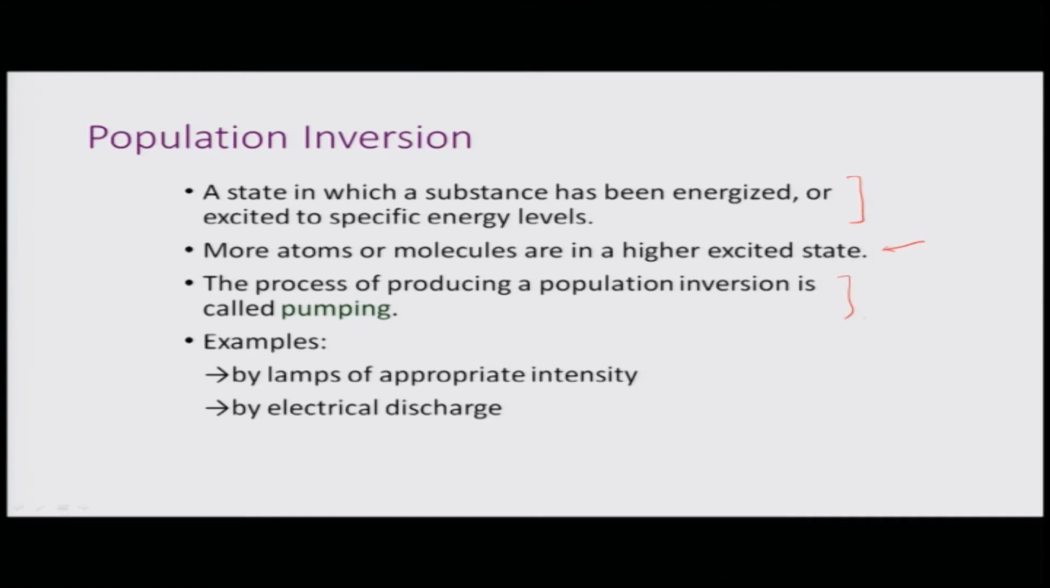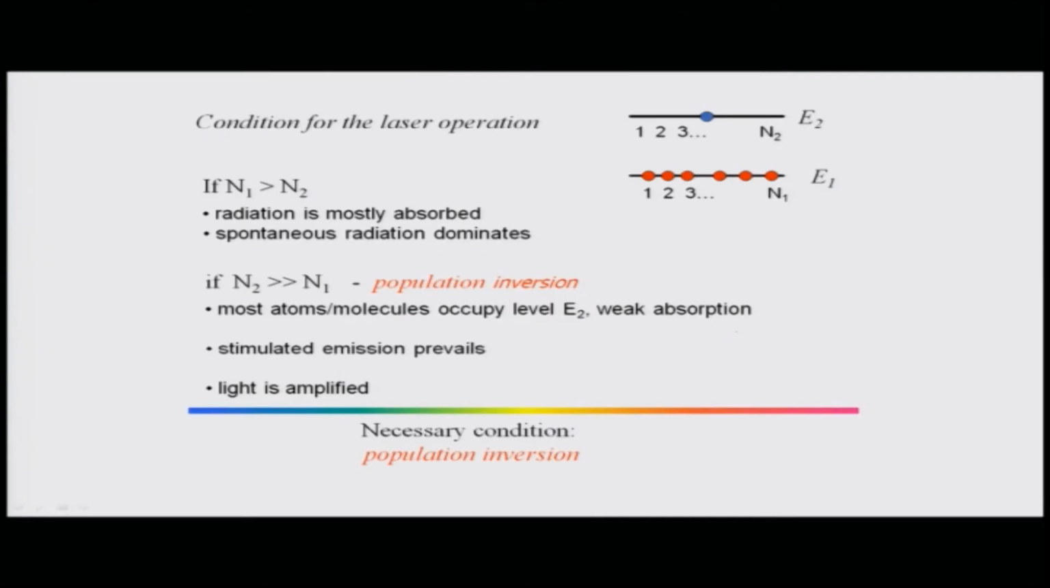All these processes we have gone through in the last lecture, and the examples which we have been looking at for population inversion are by use of lamps of appropriate intensity or by electric discharge and many other processes. So, in this regard, let us now look back at how we defined the population inversion. We looked at a simple system of a lower state and an excited state, or in other words the ground and the excited state, with energies E1 and E2.